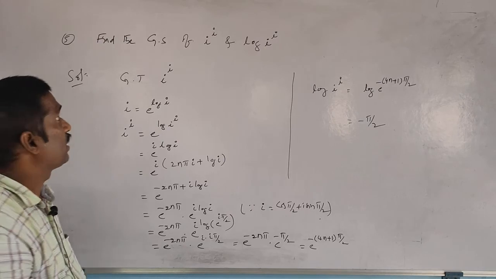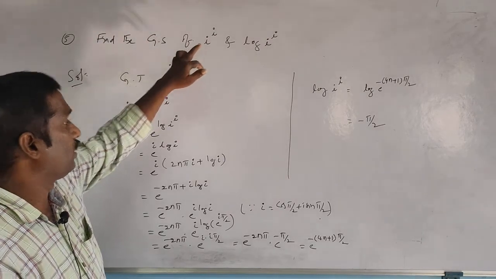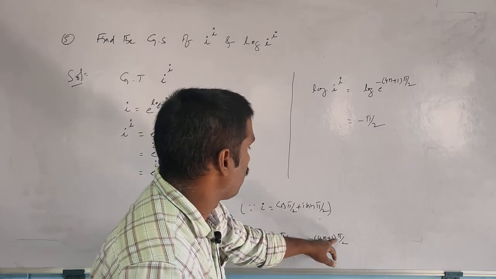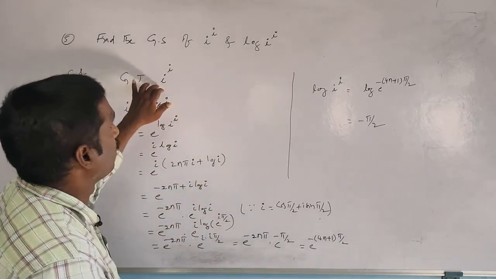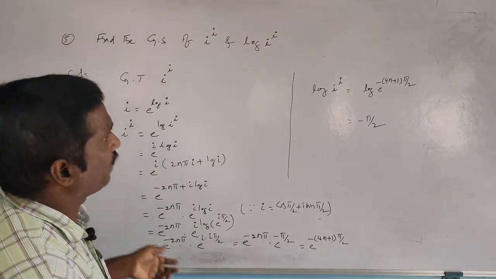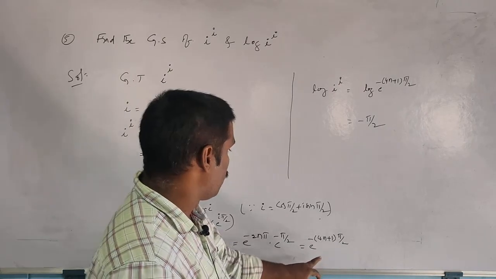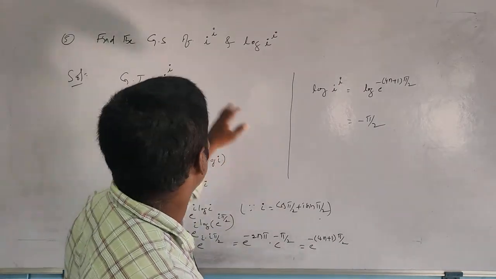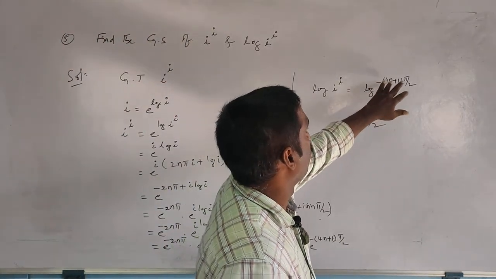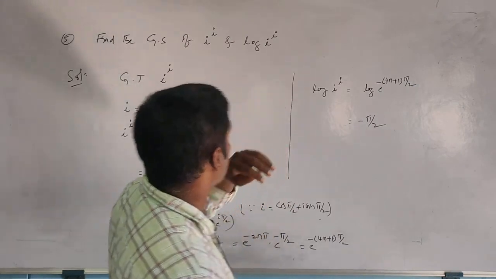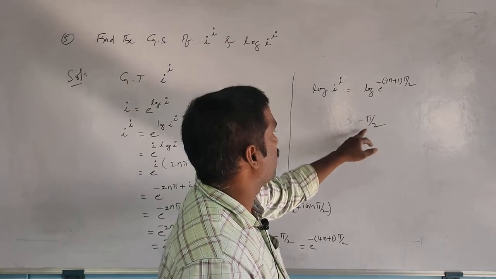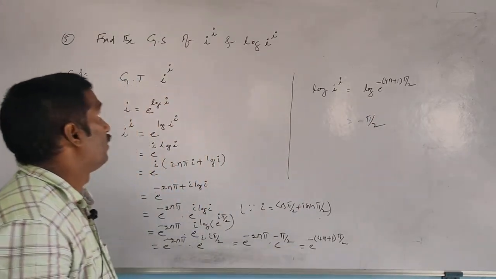So actually here they are asking only for the general solution of i power i. The general solution of i power i is e power minus of (4n plus 1) of pi by 2. In case we are asked for the principal value of i power i, put n equals 0, we obtain e power minus pi by 2. The general solution of log of i power i is log of e power minus of (4n plus 1) of pi by 2. In case of asking the principal value of log of i power i, put n equals 0, we obtain minus pi by 2. This is the principal value of the log of i power i.